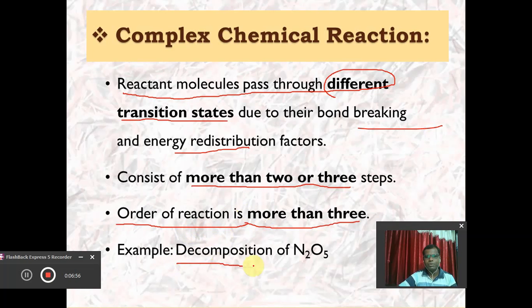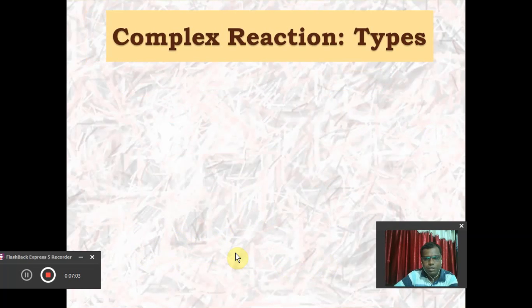One example of the complex reaction is the decomposition of nitrogen pentoxide. So complex reactions, in short, are reactions having order greater than 3, consisting of more than 2 or 3 steps, and involving various transition states due to bond breaking and the energy distribution factor. This will be sufficient for you to know about the complex reaction.